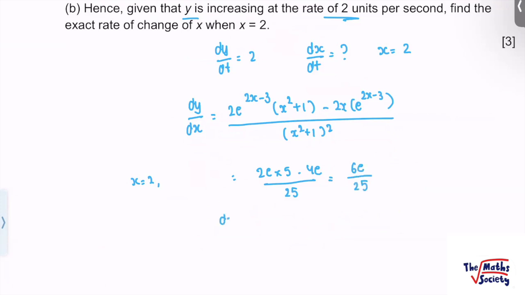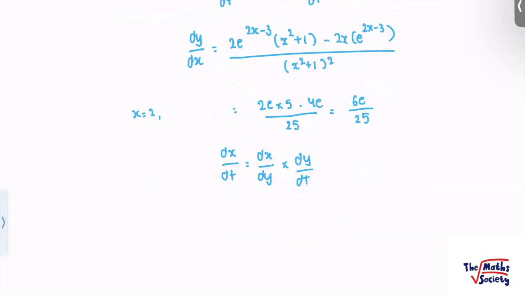So that's dx by dt, which is going to equal dx by dy multiplied by dy by dt. So that's 6e by 25. Oh, sorry, 25 by 6e.